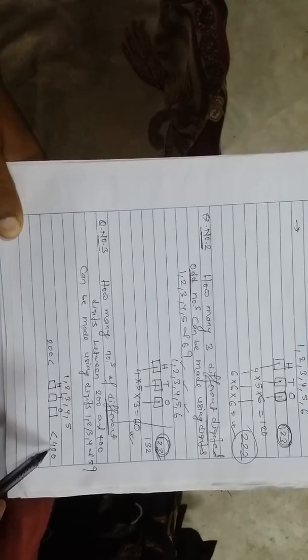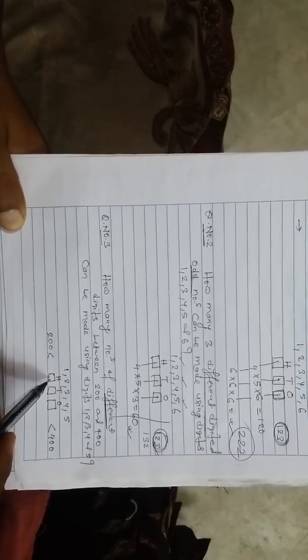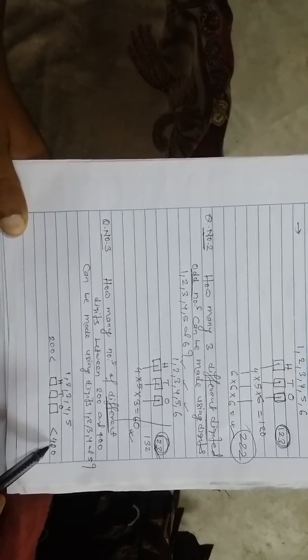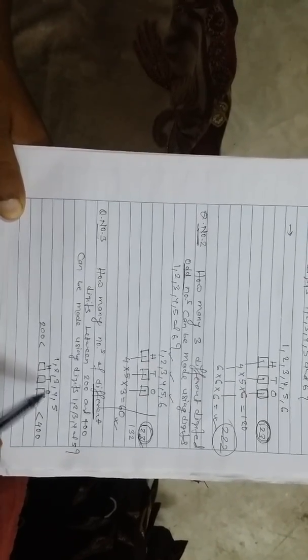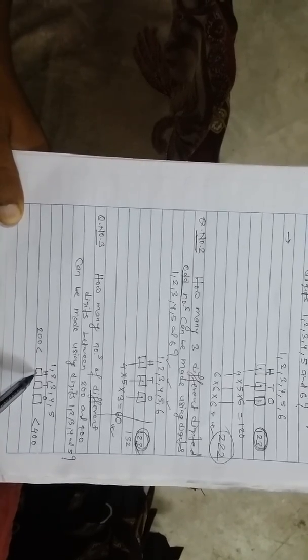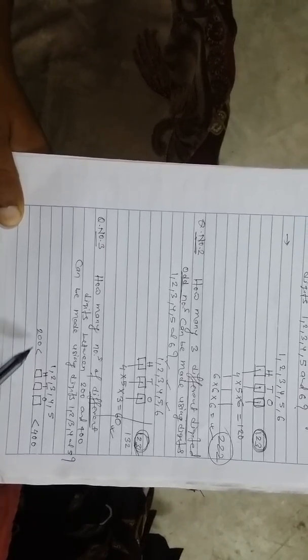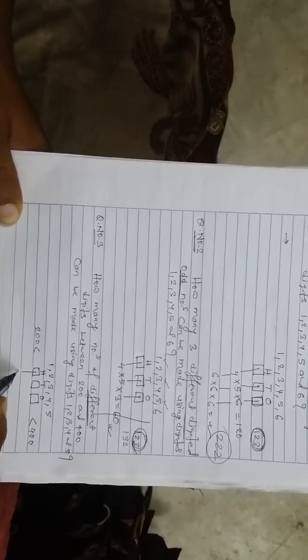So 2 can be kept here. 3 can be kept at the hundreds place. 300 something is also greater than 200 and smaller than 400. But 4 cannot be kept here. If you keep 4 at the hundreds place, then the number will be greater than 400, not smaller than 400. So 4 and 5 cannot be kept at this place, and even 1 cannot be kept at this place. If you keep 1 here, then it will be 100 something. 100 something is not greater than 200. So we are able to see that there is the restriction at the hundreds place.